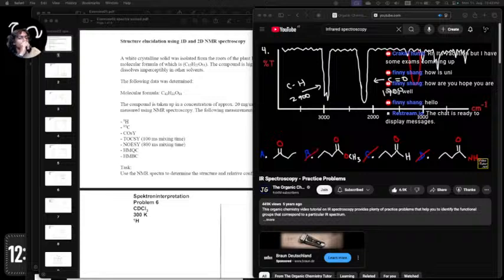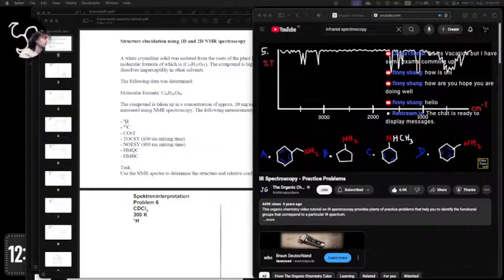So by elimination, the answer has to be a ketone, because this is all that will be present for a ketone: the alkane CH stretch and the carbonyl C=O stretch at 1700. So A is the correct answer choice for this problem. Now let's move on to the next problem, number 5.